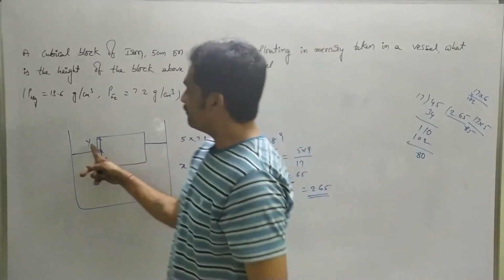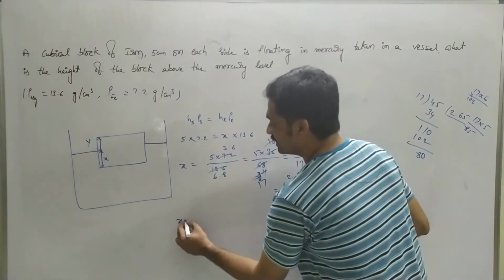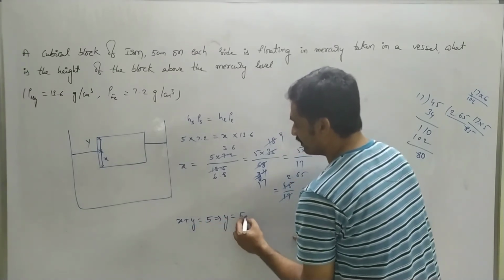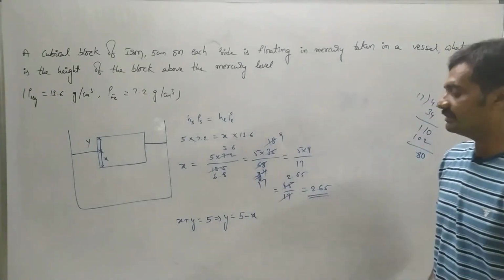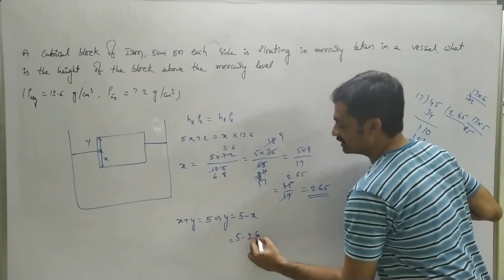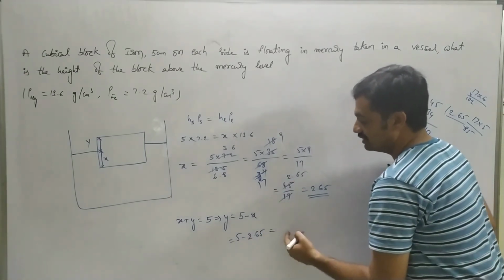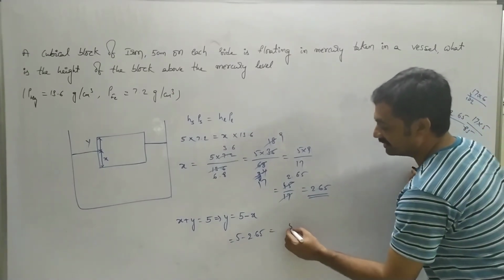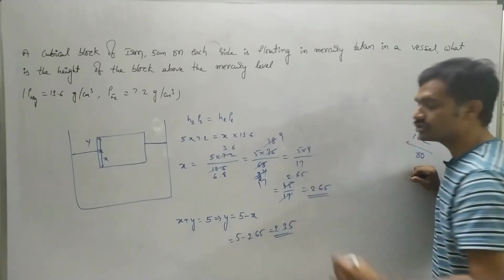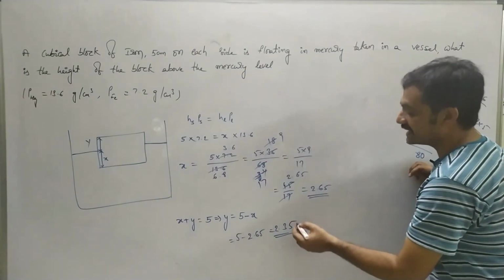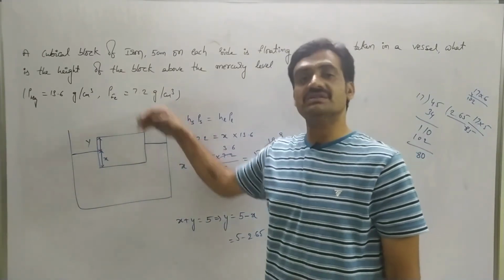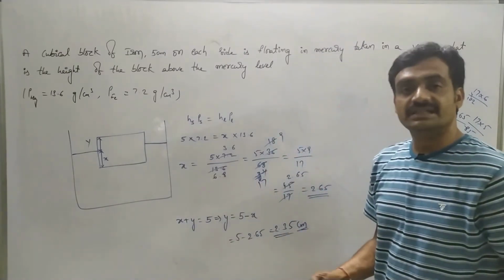Now here we have to find the value of y, where x plus y is equal to 5, then y is equal to 5 minus x. So let us substitute the value of x. Observe that 5 minus 2.65. So 10 minus 5 is 5, 9 minus 6 is 3, and next 4 minus 2 is 2. So here we get 2.35. So this is the height of the body which is floating above the surface of the mercury. Take a screenshot.